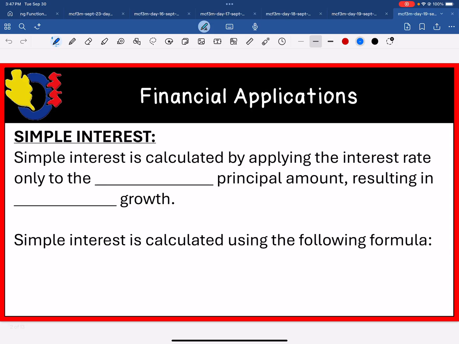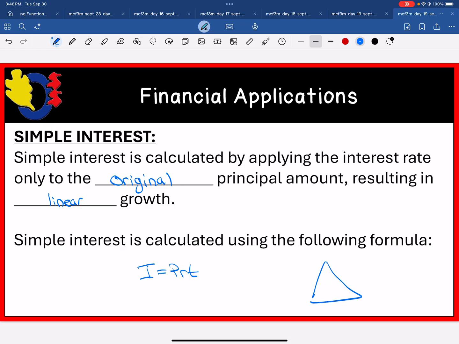Okay, so we're going to fill in the blanks here. Simple interest is calculated by applying the interest rate only to the original principal amount, resulting in linear growth. Simple interest is calculated using the formula I equals PRT.